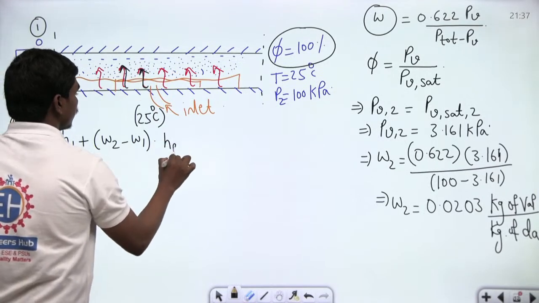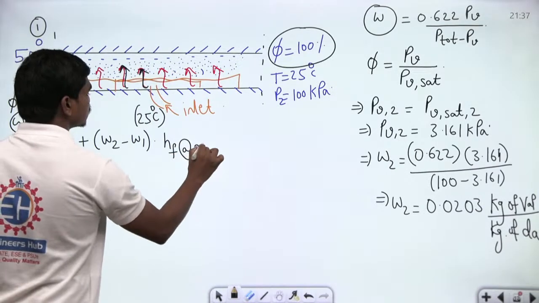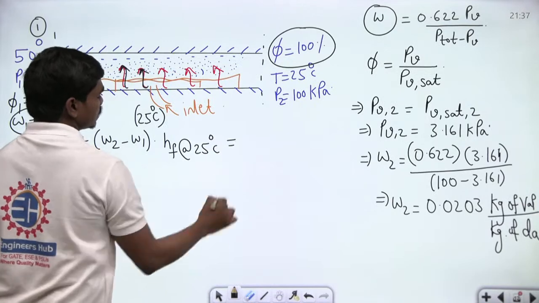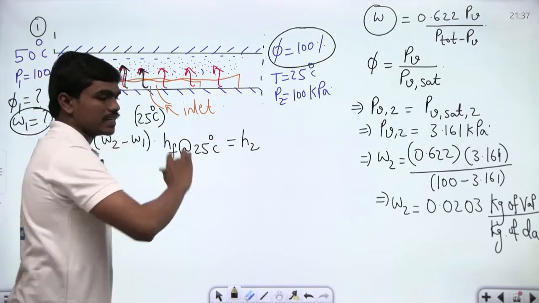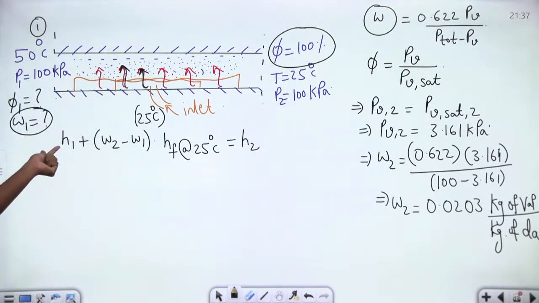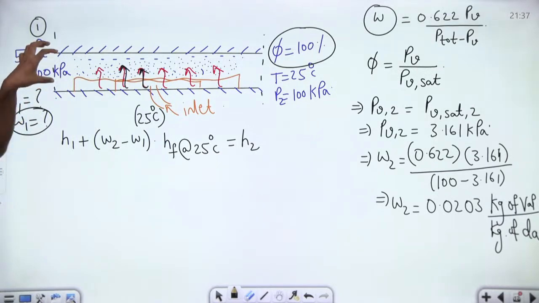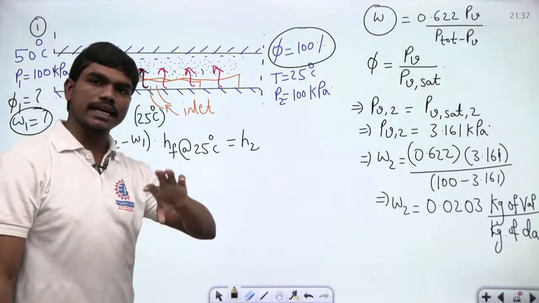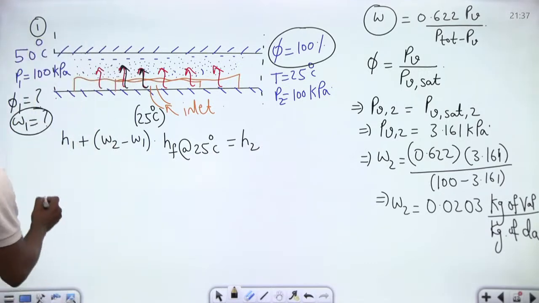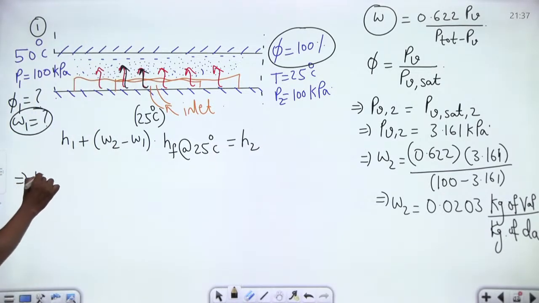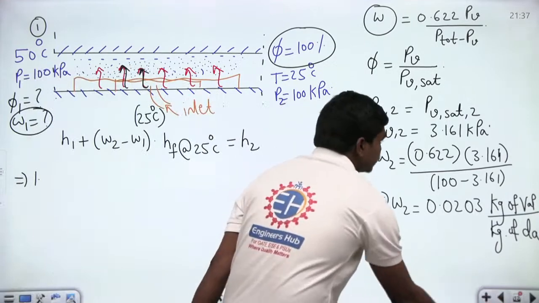So HF at 25 degrees Celsius is equal to H2. So this is the energy balance. Now what does the specific enthalpy of this mixture contain? It contains the enthalpy of air plus the enthalpy of water vapor. Correct? So let us write this as 1.005, because the specific heat of air is given clearly.